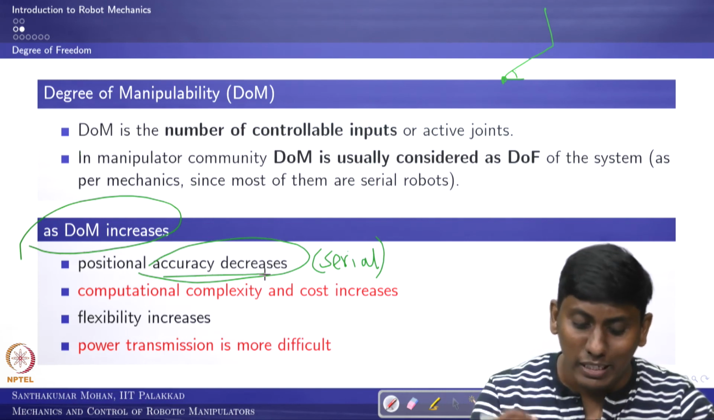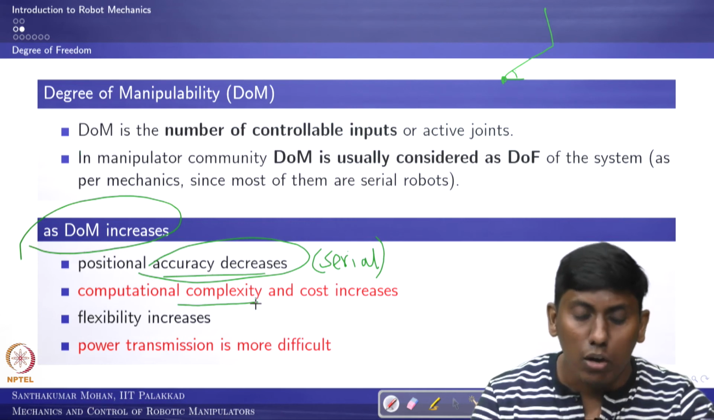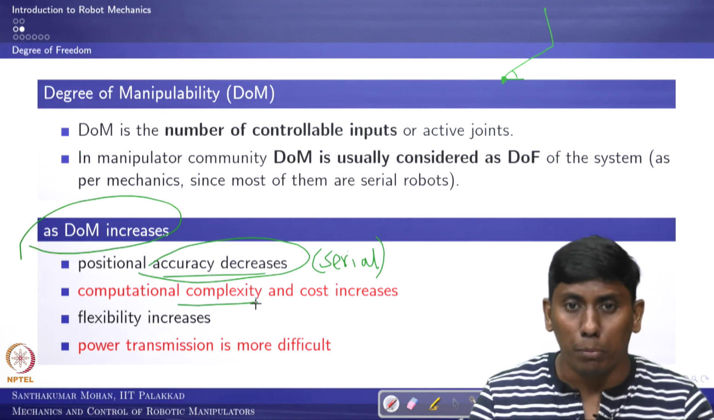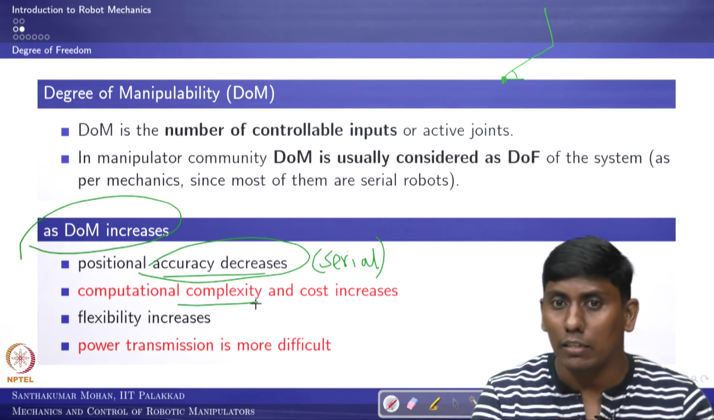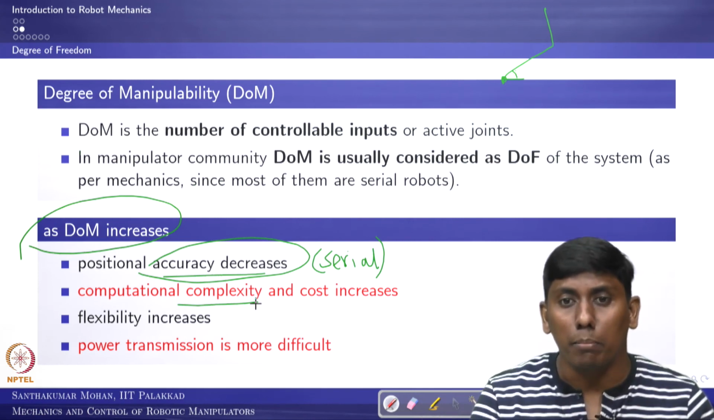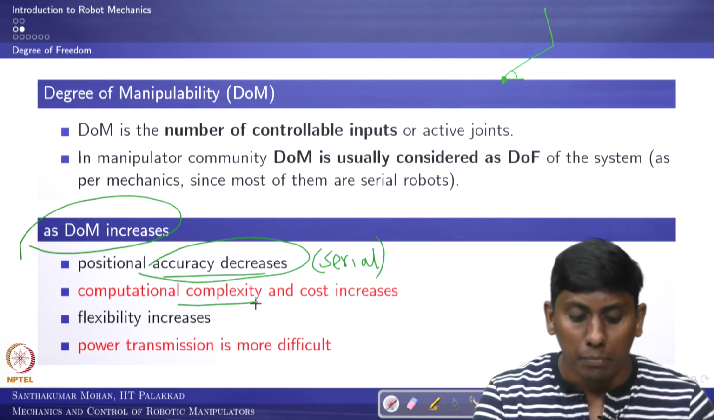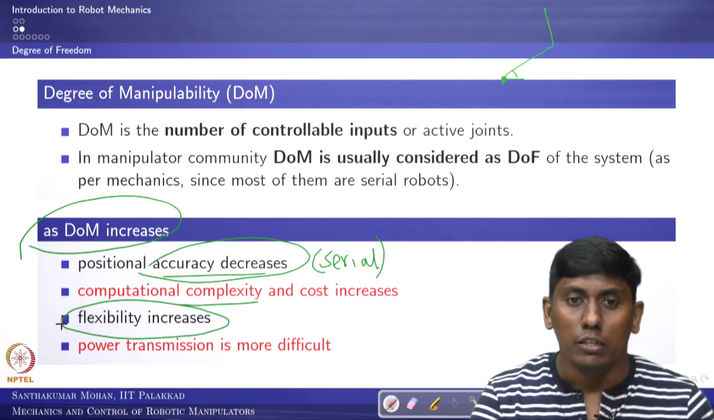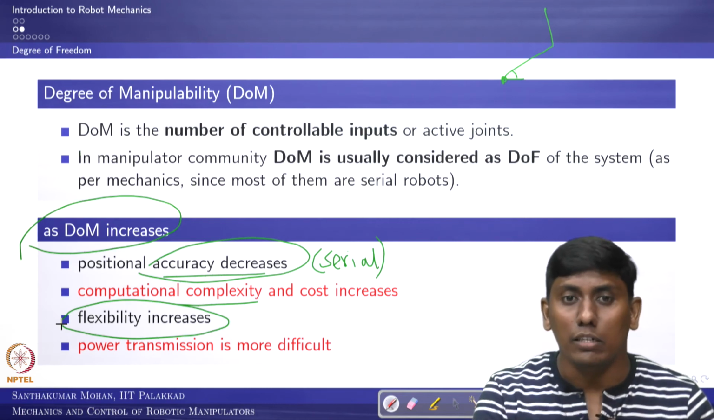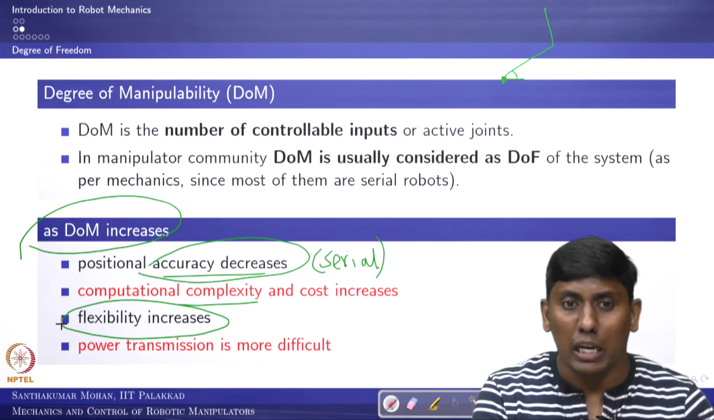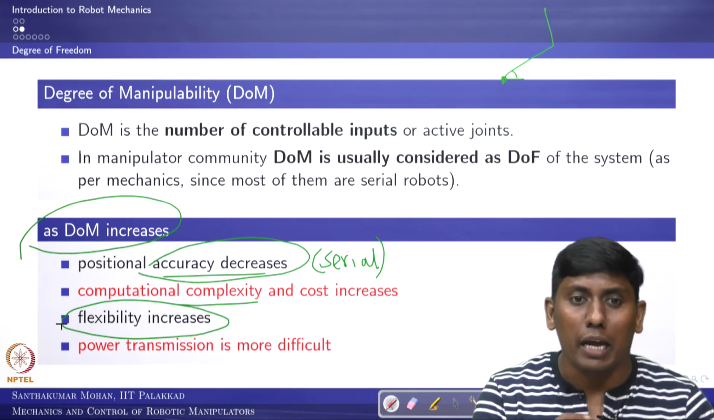the positional accuracy decreases. Similarly, the computational complexity and cost increase, because you are increasing the number of controllable inputs, so the complexity is definitely increased, and cost also increases because you are increasing the number of actuators, in the sense the number of additional components. But the benefit you get is flexibility. So you get hyper redundant, in the sense you have a flexible condition. For example, the conventional holonomic robot cannot do some things, but the flexible, hyper redundant or redundant robot can do it.